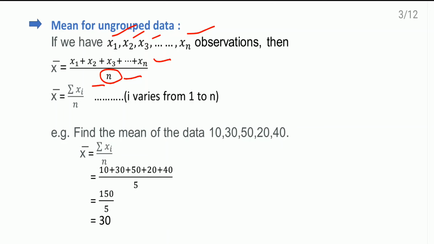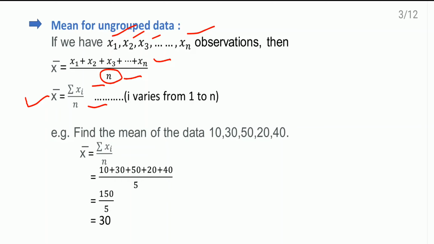I will vary from 1 to n, maybe 5 observations, maybe 1 to 10 observations, maybe 1 to 15 observations, like that, divided by n. So instead of the previous formula, we will use this formula. That is okay, right? Let us see one example here. Find the mean of the data. Data is given as 10, 30, 50, 20, 40.